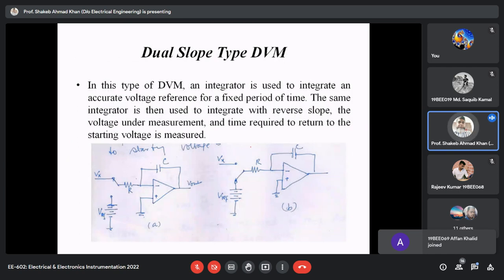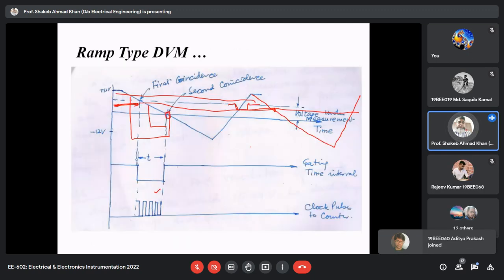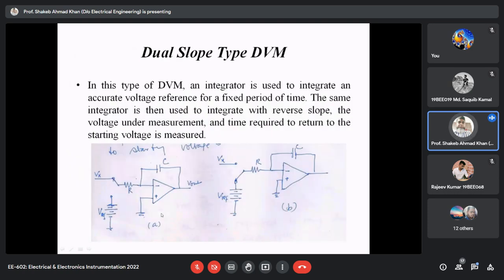So this is how your ramp type DVM works, and whatever I spoke is written here. When you refer to my slide, through this explanation you can recall everything. Now the other one is the dual slope type DVM. The basic principle remains the same. In ramp type also, the voltage is converted into time, and then time is measured. Similarly here also, the voltage signal is converted into a time signal, and time is measured. The signal and technology are different, but the concept remains the same.